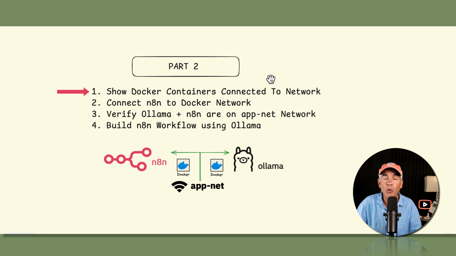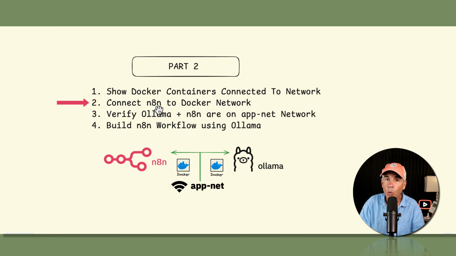In this part 2, first we're going to check and confirm which Docker containers are connected to the shared Docker network called AppNet. Then we are going to connect n8n to the shared Docker network, so n8n and Ollama can talk to each other. Once we confirm that Ollama and n8n are on the same AppNet network, we are going to build an n8n automation workflow using Ollama and our free AI models.